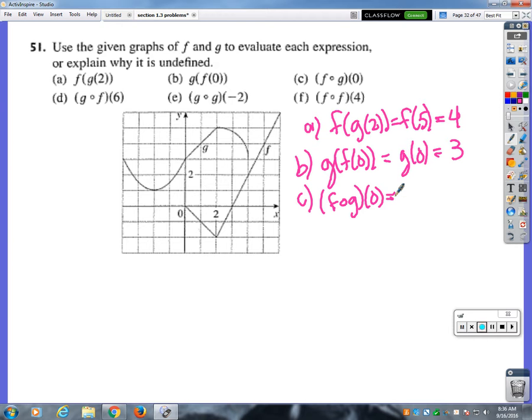And g of 0 is 3. And then f of 3 is 0. Yay. D, g of f of 6. So f of 6. f of 6 is that 6? Yeah. 1, 2, 3, 4, 5, 6. So g of f of 6 is g of 6, and g of 6 is undefined.